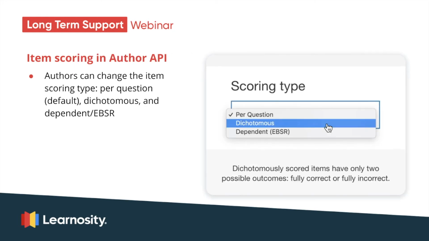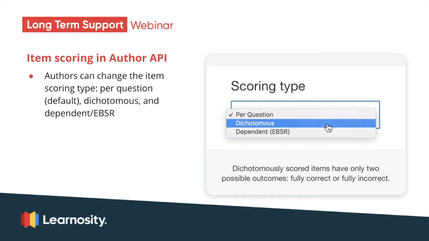Finally, for authoring, we have an item scoring UI option. So previously, if you were a user of the Author API, the only way you could set an item's, not a question, an item's scoring type was to do so programmatically. In this release, we introduced a simple drop-down menu on the item edit page for authors to configure the item scoring without developer help. As you can see in the screenshot, the default is per question.